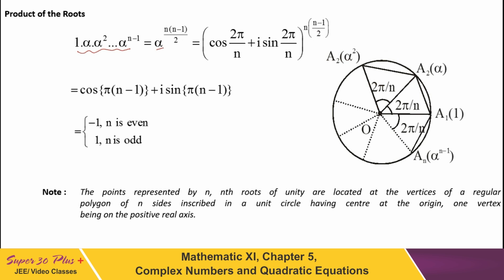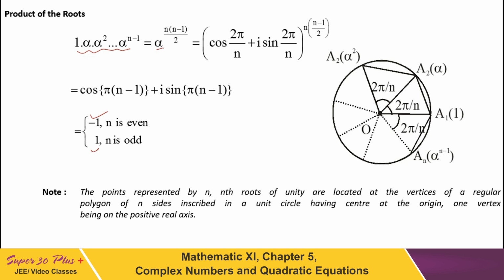If n is even, then it is of the form cos pi plus iota sin pi. Then we can say the value of cos pi is minus 1. That's why if n is even, then the value of the product is minus 1. If n is odd, then the value of the product is 1.